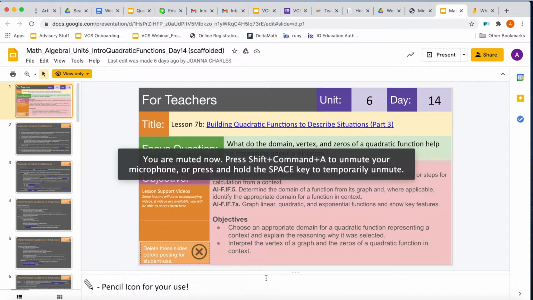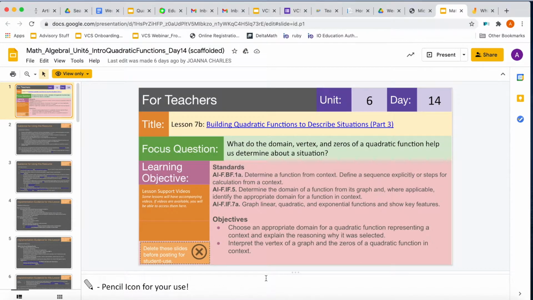Today I'm going to talk about Unit 6, Day 14, Lesson 7b, Building Quadratic Functions to Describe Situations, Part 3. Within this lesson, I'm going to focus on how we can take the instructional routine that is used for the launch and build it out to be a synchronous, engaging activity for students.